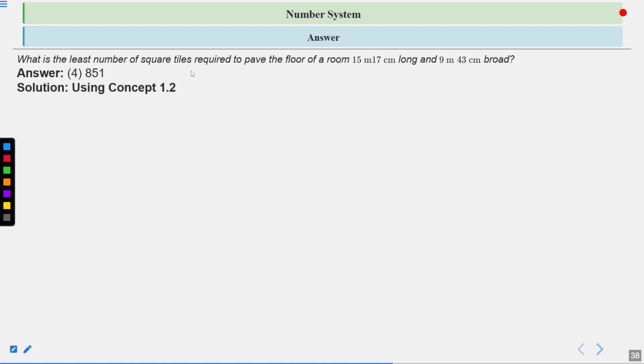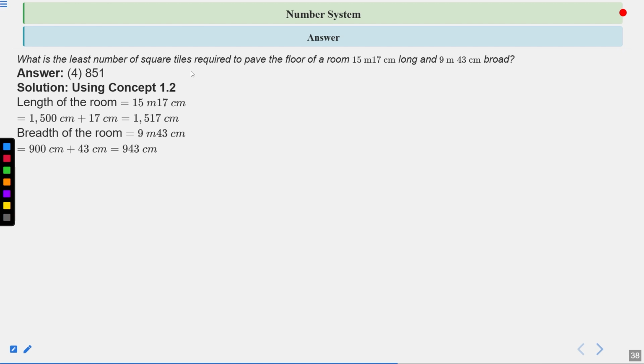So we convert them into meters and centimeters. The length of the room is 15 meter and 17 centimeter, or in centimeters, 1517 centimeter. And the breadth is given as 9 meter and 43 centimeter. We can also convert it into centimeters, so it becomes 900 centimeter plus 43 centimeter, which is equal to 943 centimeter.